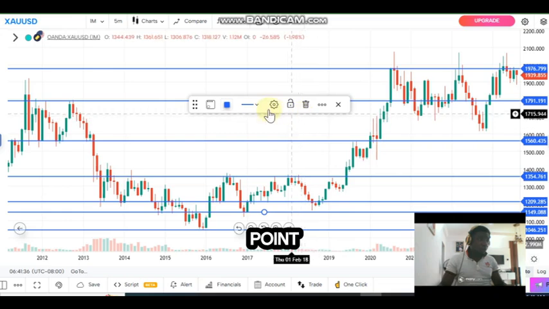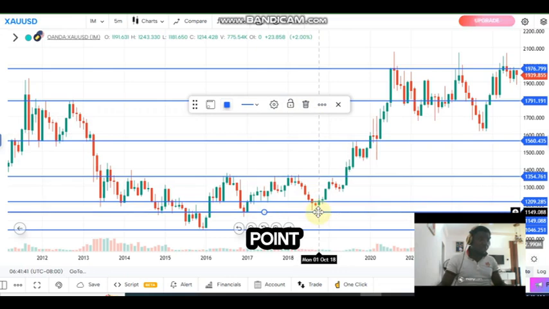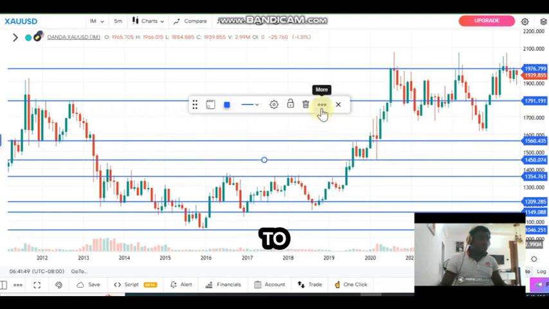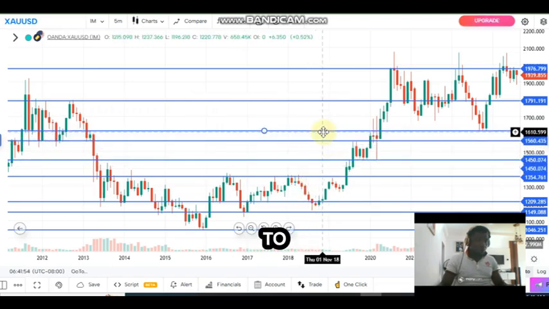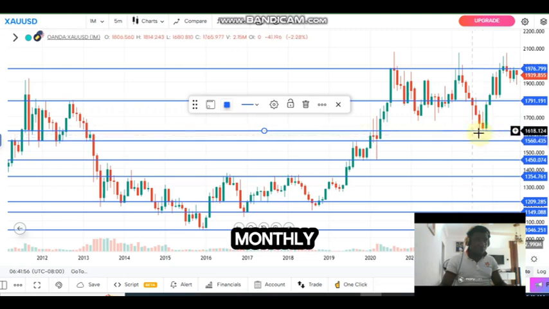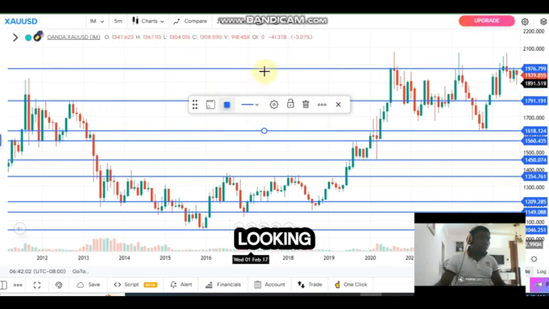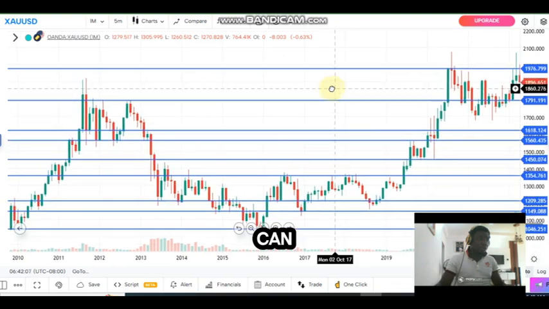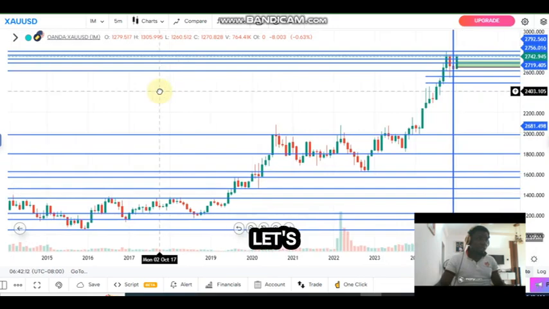This is another point. You might look at it and say, okay, this is not that valid, but it would shock you what price will do to those areas as we go down to the lower time frame. This is the monthly time frame. So look at this, this is what I was actually looking at. Now that we've done this, we can just scroll a bit. Let's stay here for now.